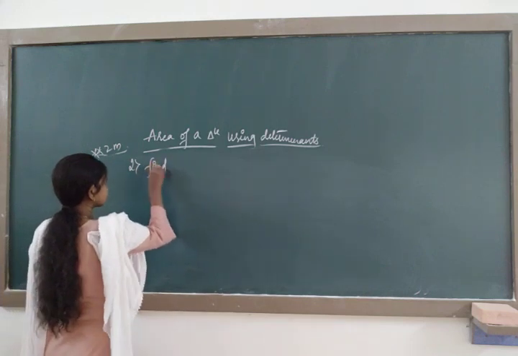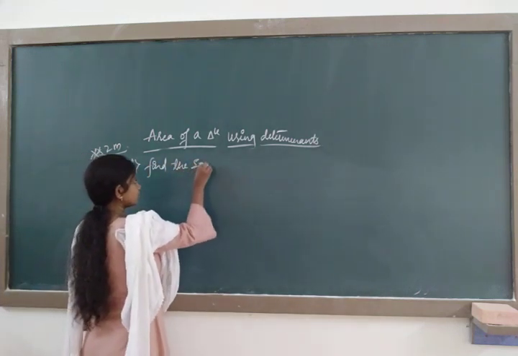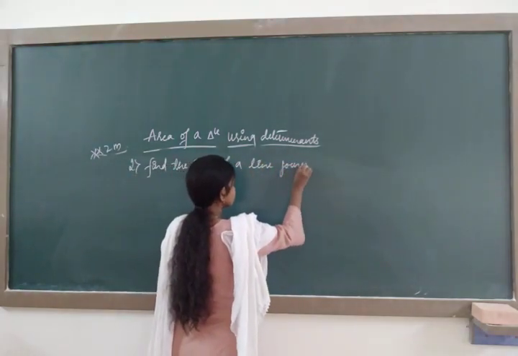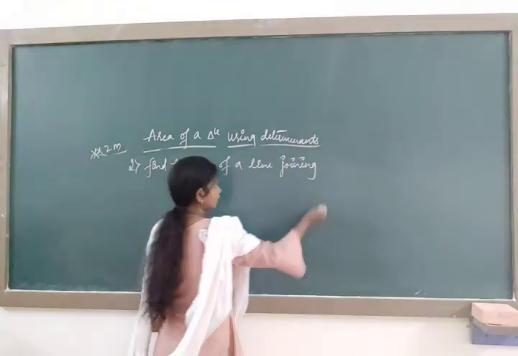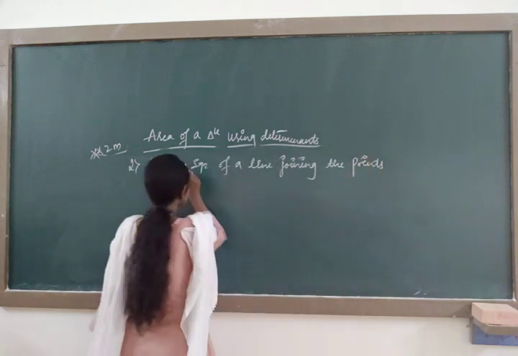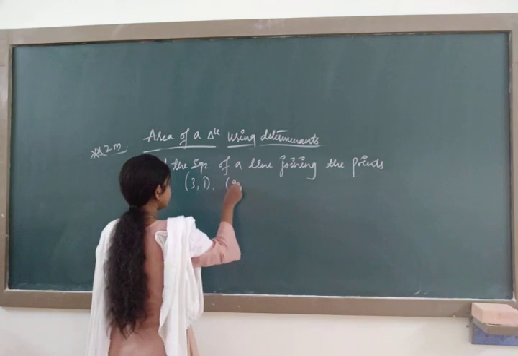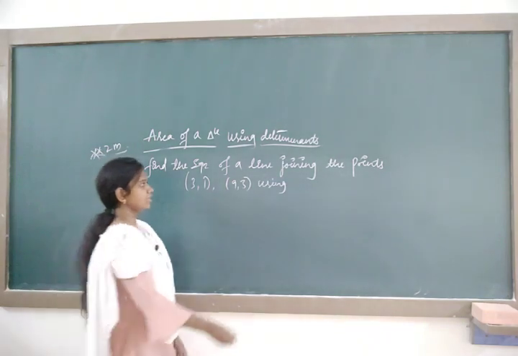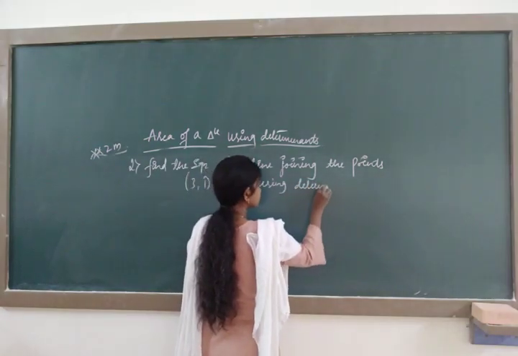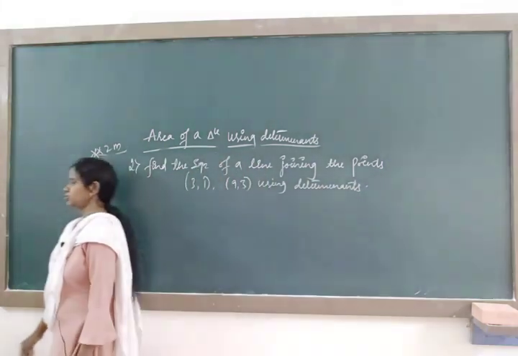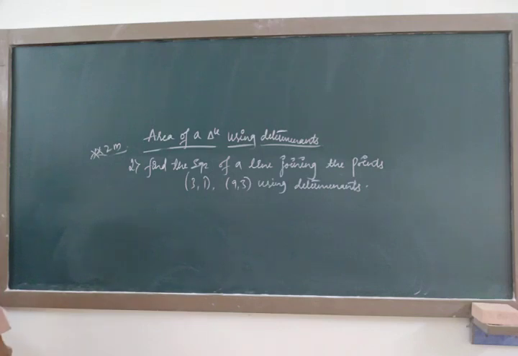Find the equation of a line joining the points, using determinants. I'll give the points as (3, 1) and (9, 3). So this is our question. Same way as before, but I have changed the vertices here to (3, 1) and (9, 3).